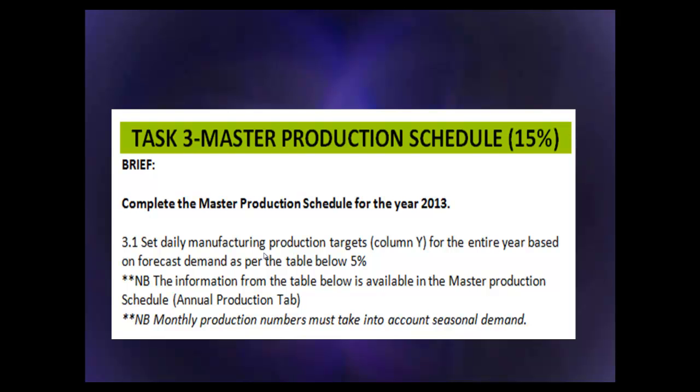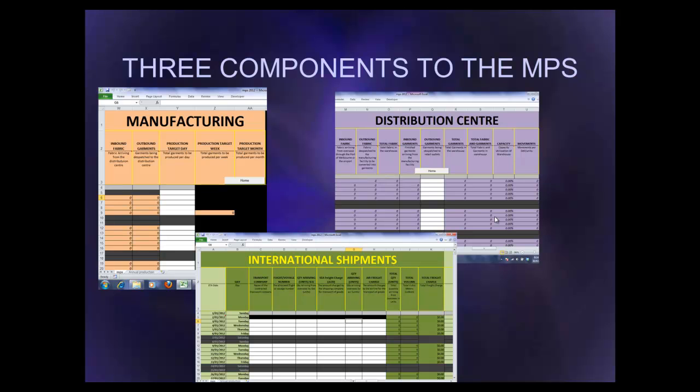So, how does this relate to us? Well, we have to set a daily manufacturing production target for the entire year based on forecast demand, and input that information into our table. So we've got 3 components to our master production schedule, which you've got in yours. There's a whole heap of formulas we've got to work on in here. We have a manufacturing center where we're going to make the garments, distribution where we're going to store the garments, and international shipments where we're ordering fabric from overseas.